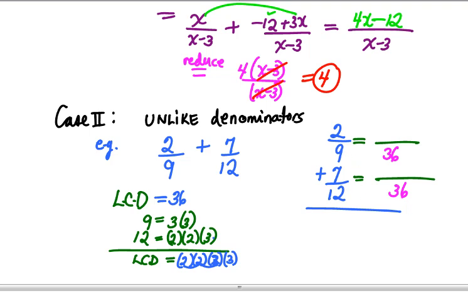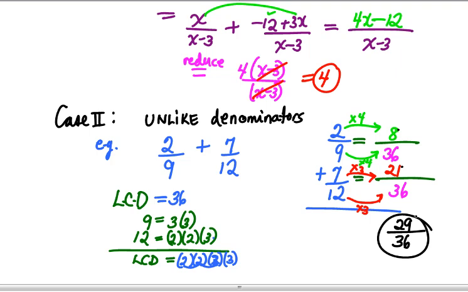We now have to build the fraction. So I think, what times 9 gives me 36? 4. So I'm going to multiply 2 times 4, which gives me an 8. And similarly, what times 12 gives me 36? 3. So we multiply 7 times 3, and we have 21. The way we get the answer now is we've got 8 36ths and 21 36ths. So our answer will be 36 with 8 of them and 21. So our answer is 29 36ths.